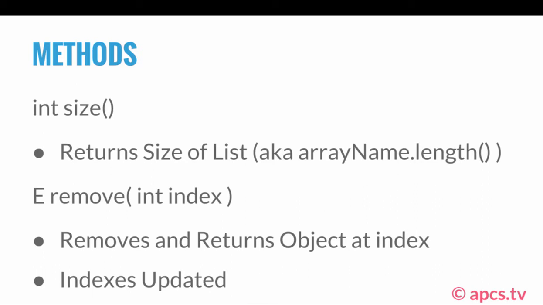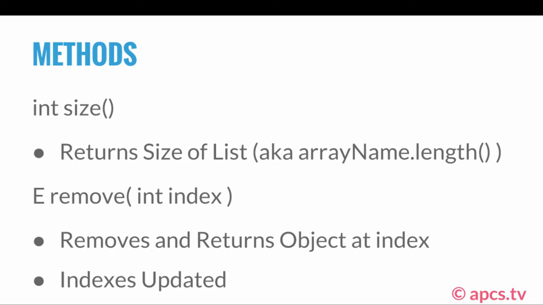The next method we'll be looking at is the remove method, and the remove method returns E, and E represents an object. So it returns an element, which is an object, and it takes in an integer as its parameter, and this integer represents an index. Whatever the index is, it removes the object or element at that specific index. So let's say I were to say arrayListName.remove(2). What it would do is find the object located at index 2, return that object and remove it.